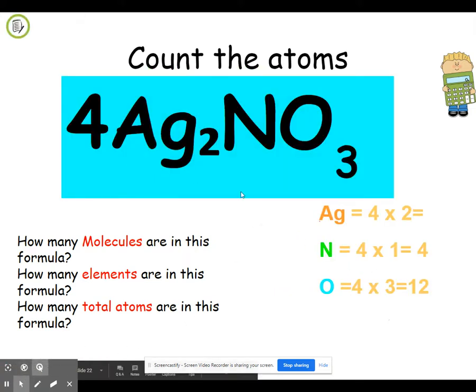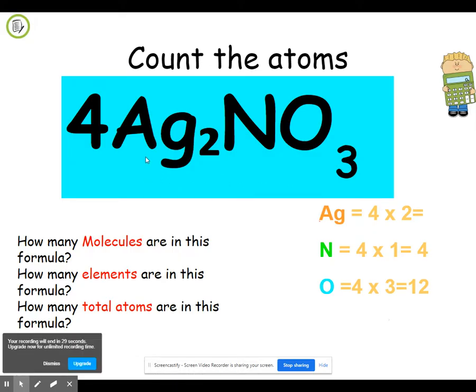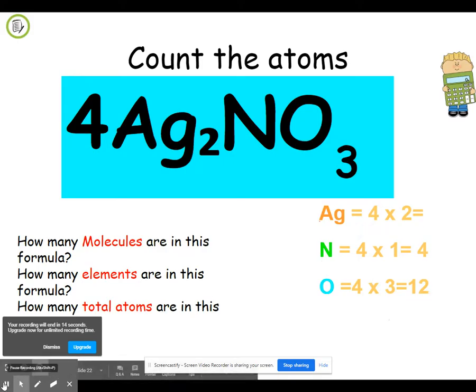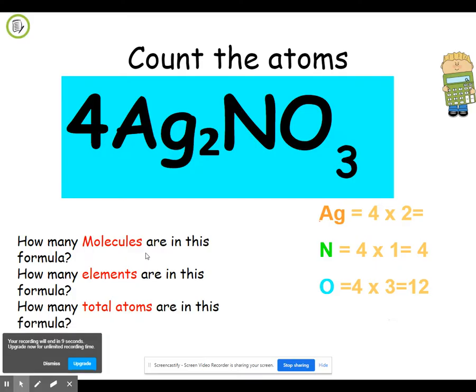This one might look a little bit intimidating. Just again, focus on what you know that you need to do. Identify your elements, Ag, N, and O. We have 2 Ag, 1 N, 3 O's, and then you multiply it by the coefficient times 4. In the next video, we're going to add parentheses, but it's all just the same thing, step by step.